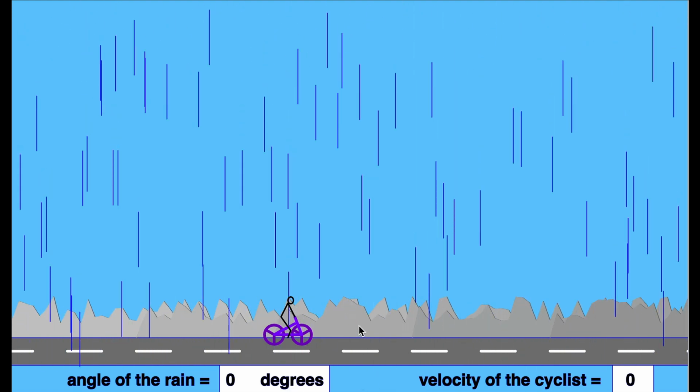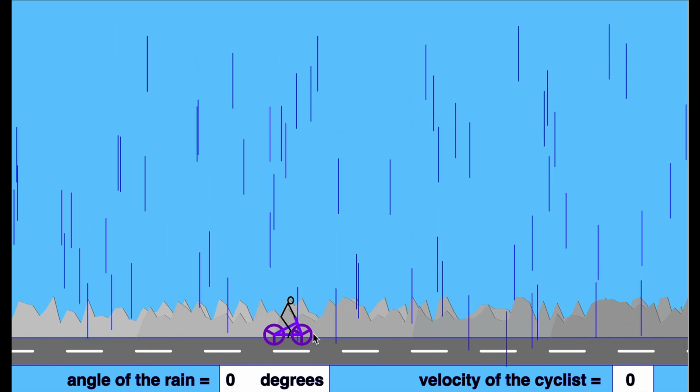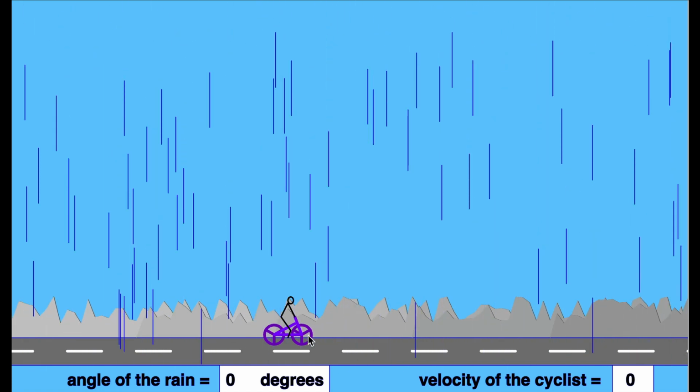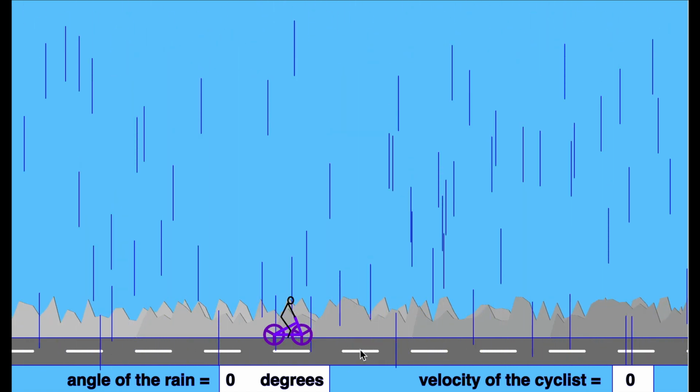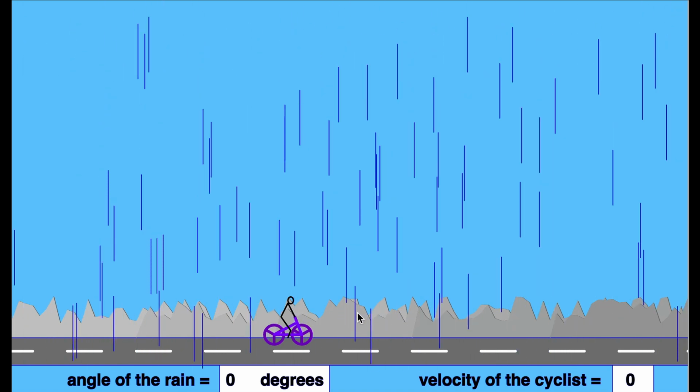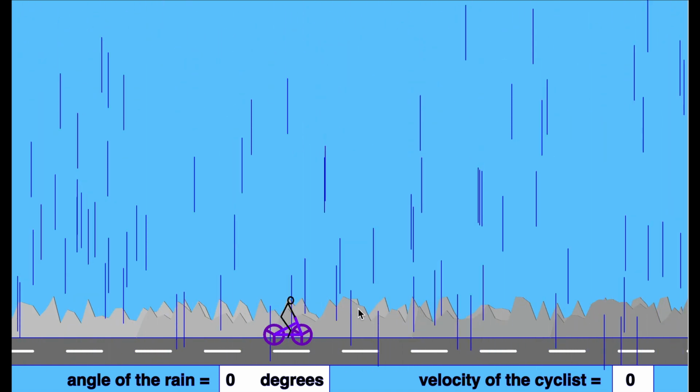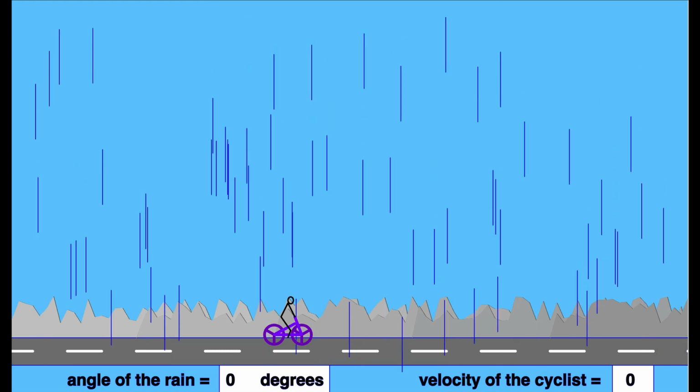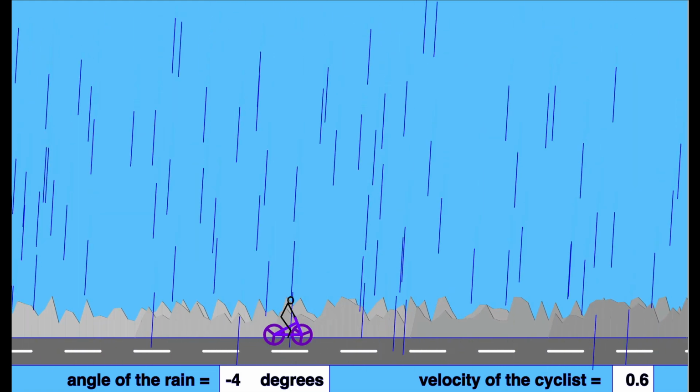Now what you see in front of you is also the cyclist frame of reference, because with respect to him, the ground is also at rest and the rain is coming down at 10 meters per second vertically. Let's give the cyclist a velocity to the right.